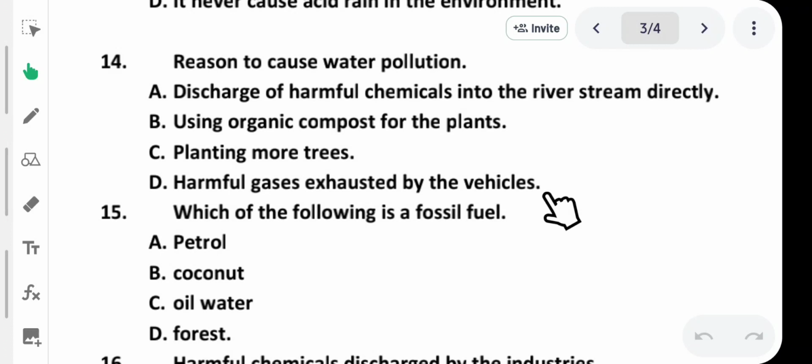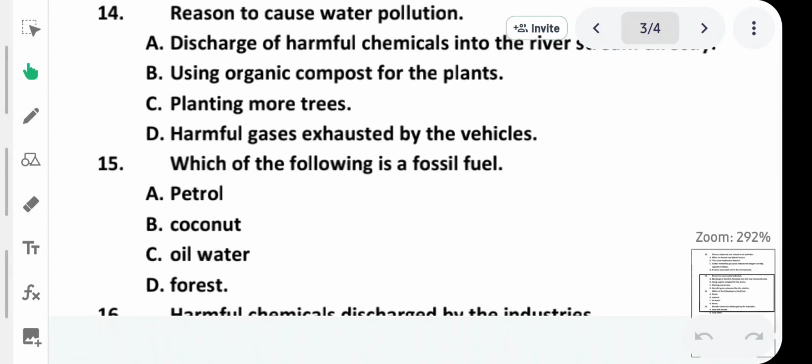Here they have given reasons to cause water pollution. Using organic compost for the plants is not related to water pollution. Planting more trees is not related to water pollution, and it will not cause water pollution. Harmful gases exhausted by the vehicles are related to air pollution. Hence the answer is discharge of harmful chemicals into the river stream directly.